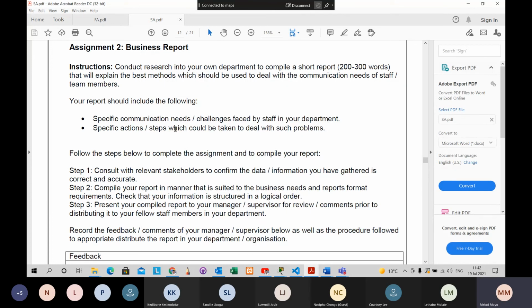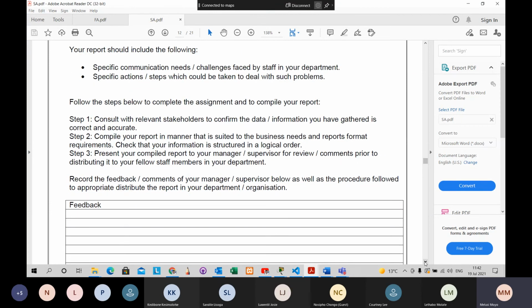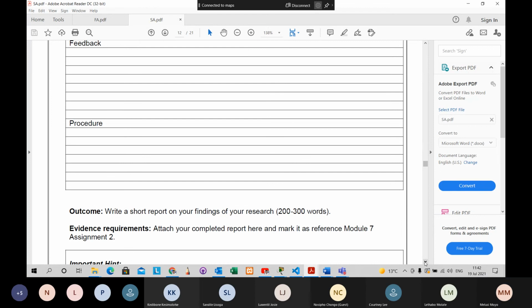So number 2, specific steps which could be taken to deal with such problems. So first, you outline the problem, write down the problems that you're facing, and then steps which could be taken to deal with the problems. It must be from 200 to 300 words, your assignment. If it's less than that, then you need to go back and rewrite your assignment. It says consult with the relevant stakeholders to confirm the data information. All right, most of you are working from home, so it will be difficult to consult the relevant stakeholders.